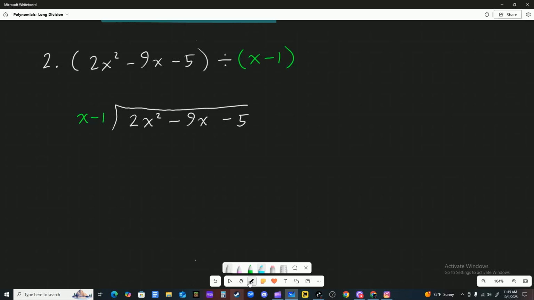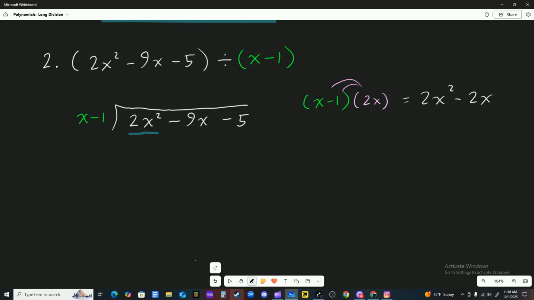So again, we want to focus on this one right there. What can I multiply x minus 1 by to get 2x squared? I can multiply by 2x. If I multiply it out, check what I get: 2x squared minus 2x. We're focusing on this one because it's the one we want to get rid of first. The rest of it will follow, but let's focus on getting rid of the leading one first.